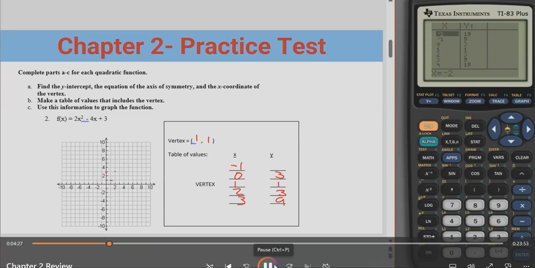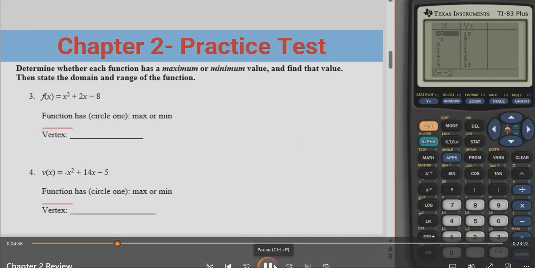Right, I get them all plotted out here. And then I'm going to do my best to connect them with a nice smooth parabola. I see then that I have an axis of symmetry at x equals 1. And it's always the x value of the vertex, and it's what splits the graph in half, as we see right here with this blue line.